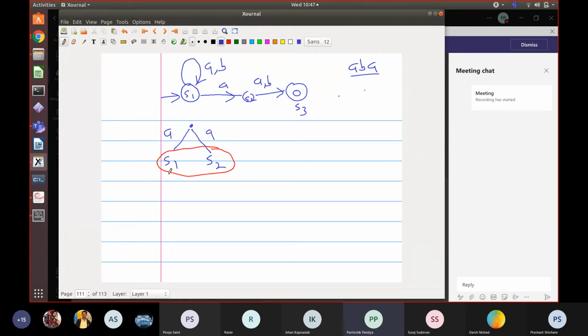Agreed? And then after this, for each of these states, if a B occurs, from S1 on a B, I have to stay in S1. From S2 on a B, I go to S3. So the new frontier after the word AB is this. I start with my initial frontier S1, and then on an A, I go to the frontier S1, S2. And then on a B, I go to the frontier S1, S3. And then on another A, what will happen? Can somebody tell me what will happen on another A?